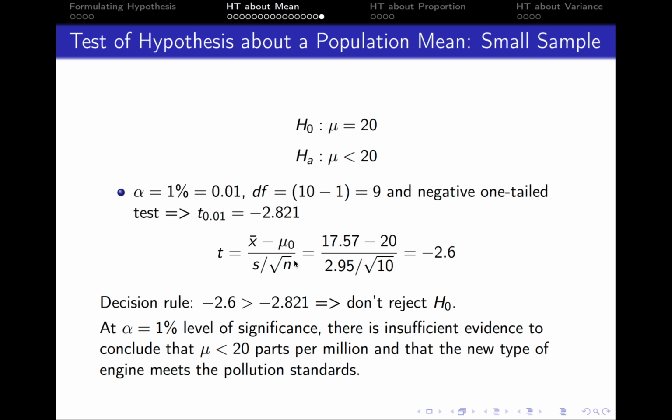So, in simple words, these producers' engines have the emission that is not lower than 20, which means that his or her engines do not meet the requirements of being less than 20.